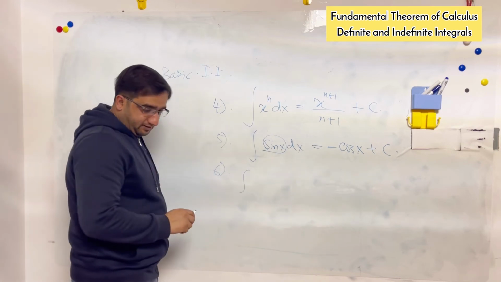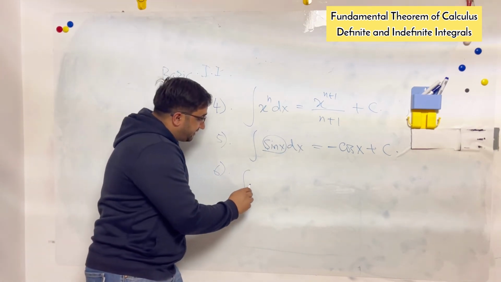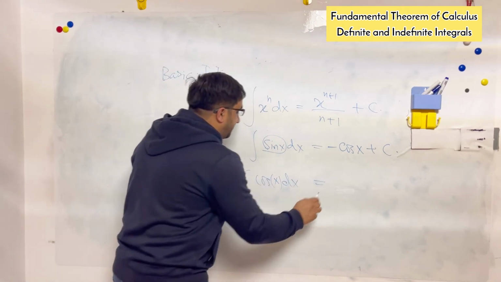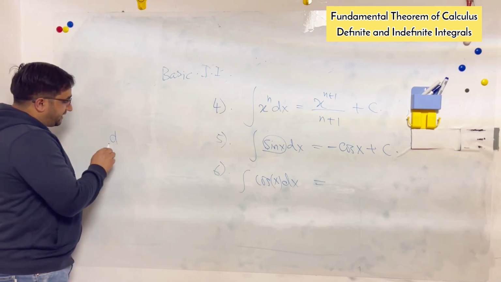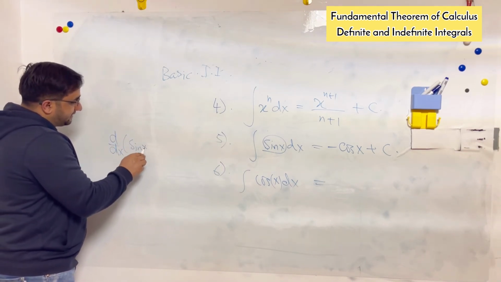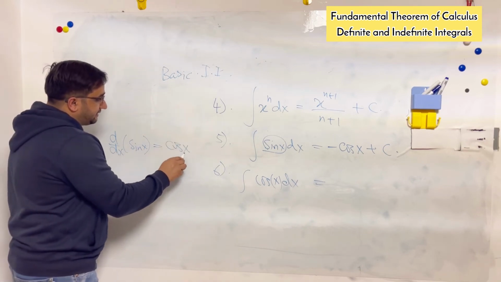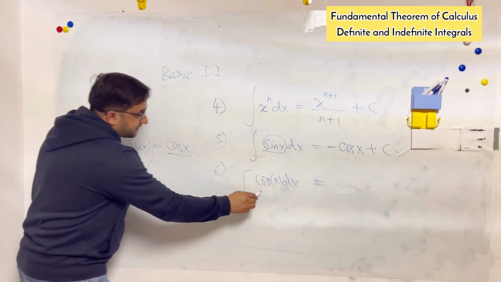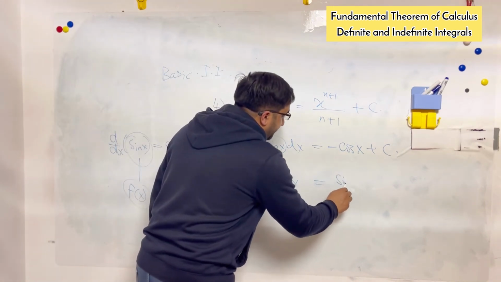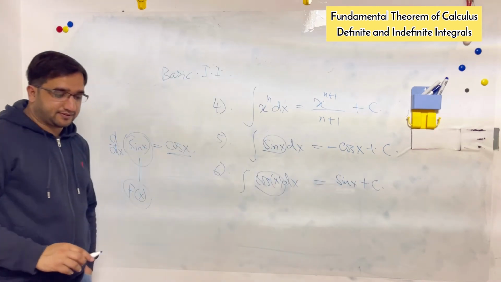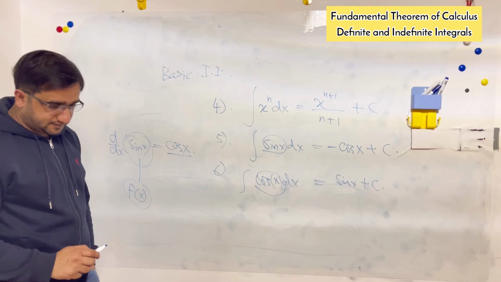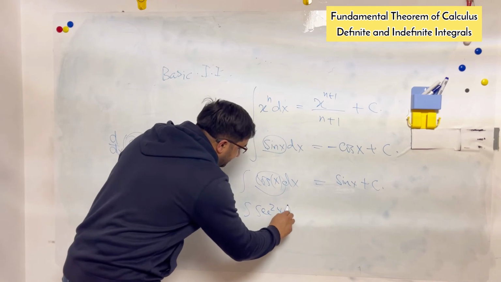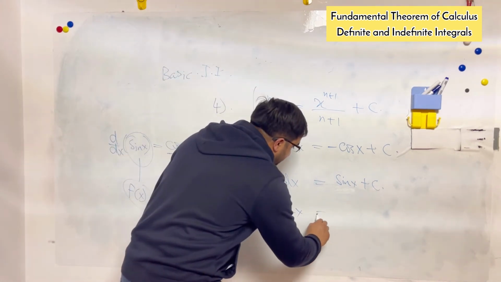Similarly, if you have the integral of cos x, then you can talk about the antiderivative of cos x. What will be the antiderivative? If you start with d by dx of sin x, then the derivative is cos x. So this guy is the antiderivative for this function. So the answer will be sin x plus c. Right? Similarly, the integral of sec squared x dx, and the answer will be tan x.